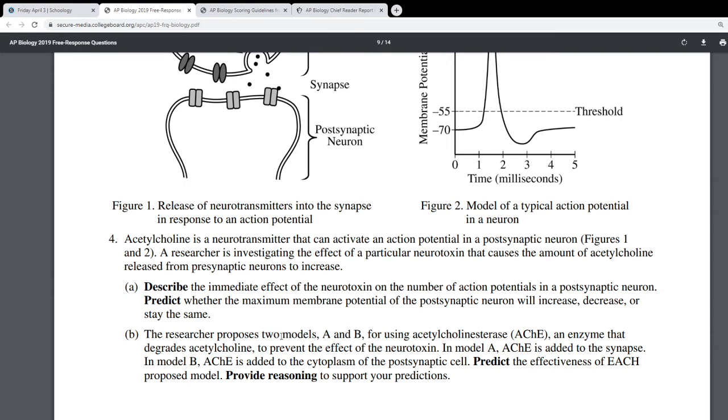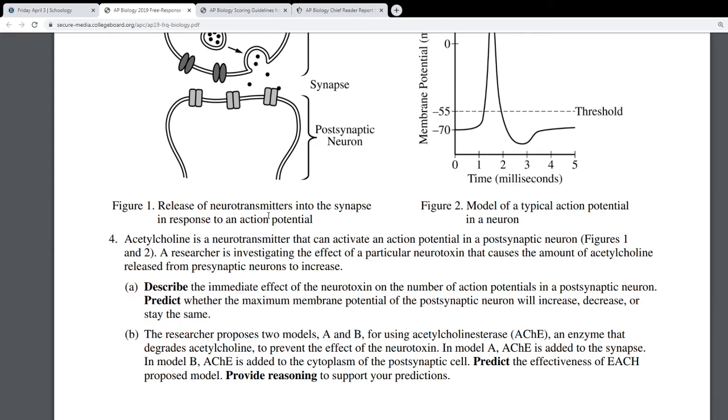The researcher proposes two models, A and B, for using acetylcholinesterase, an enzyme that degrades acetylcholine. In Model A, our enzyme is added to the synapse. In Model B, it is added to the cytoplasm of the postsynaptic neuron. Predict the effectiveness of each proposed model. So, would they be effective or would they be ineffective? For A, where it's in the synapse, and for B, where it's in the cell.